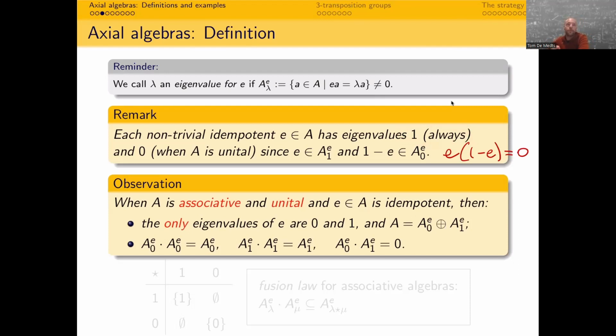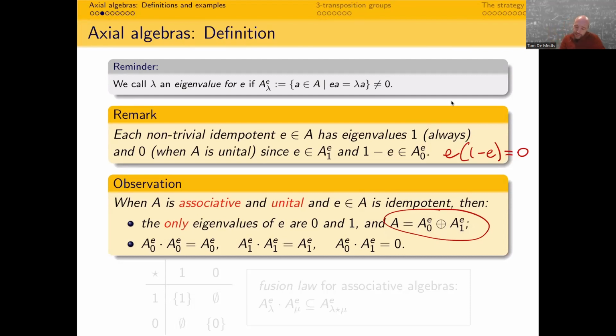And now you observe, as a small exercise, that if you have an associative and unital algebra, then in fact these are the only possible eigenvalues. And you get a nice decomposition of your algebra. It's very well known. You decompose your algebra into two parts, A_0(e) and A_1(e). So these are the only possibilities, and you get a nice direct sum decomposition.